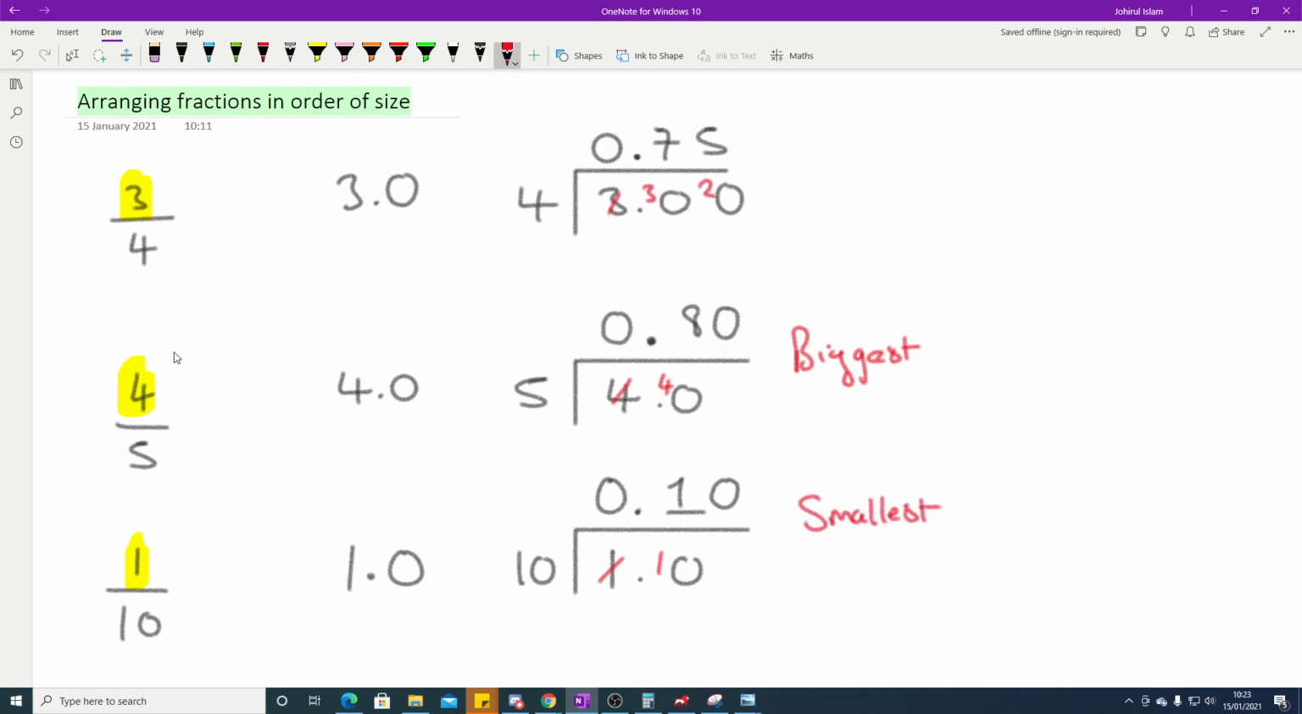Okay, so if we were to order these fractions according to size now, starting with the biggest, we would write 4/5, followed by 0.75, which is 3/4, followed by 0.1, which is 1/10. Okay, and that's how you arrange fractions in order of size.